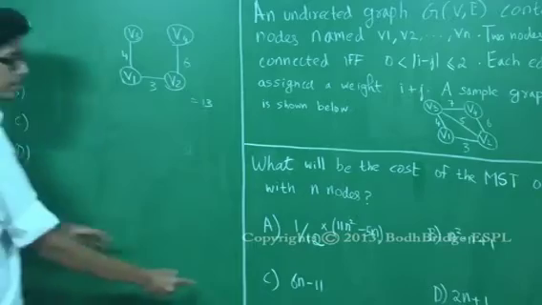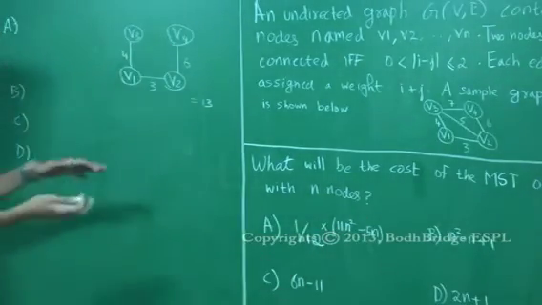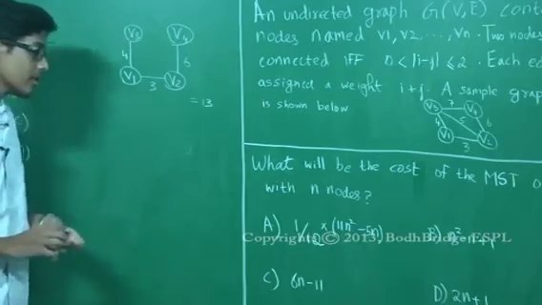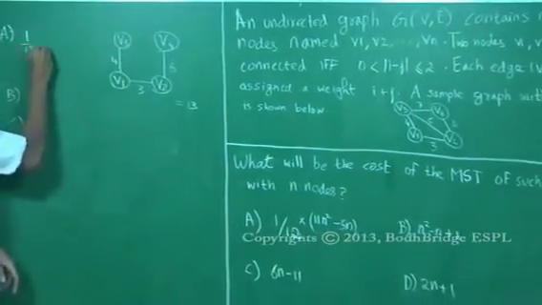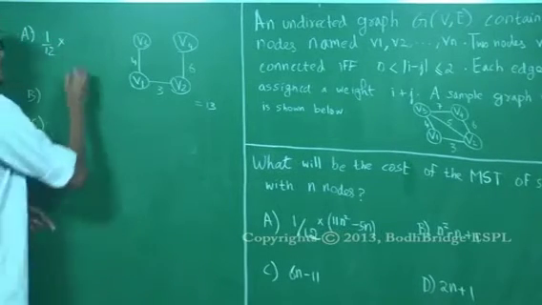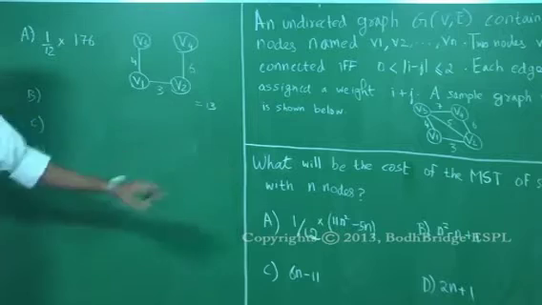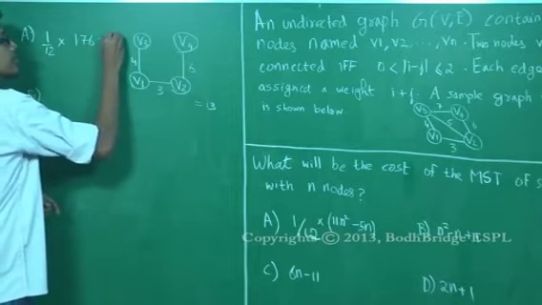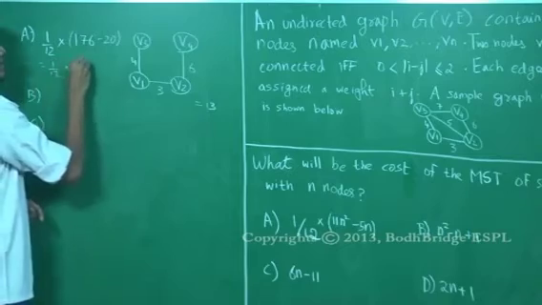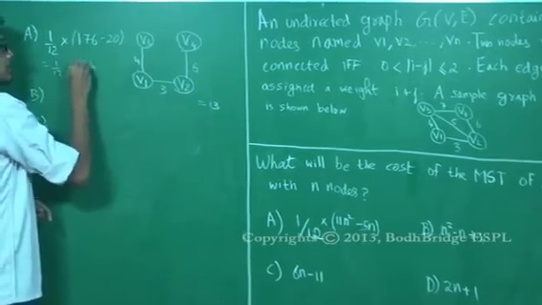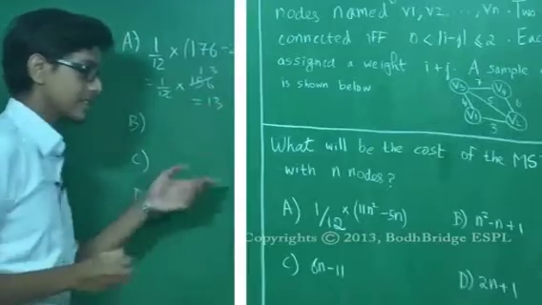So now again, we'll substitute n equal to 4 in these equations and see which satisfies. So basically this is elimination of choices. Now n is 4, so option A becomes 1 by 12 into 11 into 16, which is 176, minus 5 into 4, which is 20. This is equal to 1 by 12 into 156, that is 13. So option A satisfies.